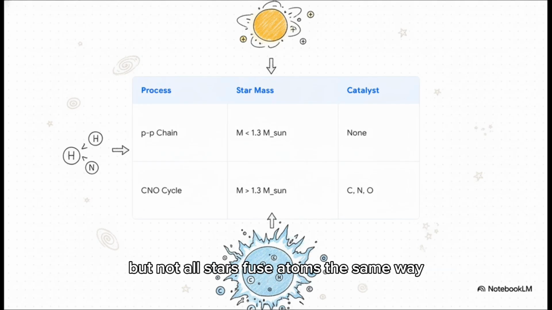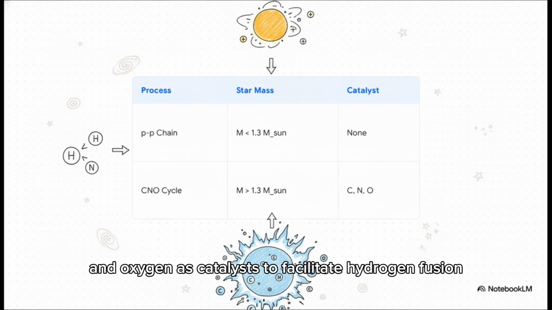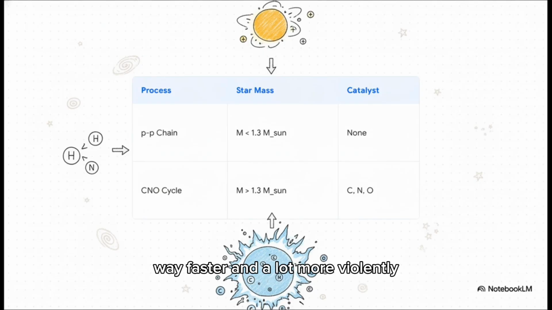But not all stars fuse atoms the same way. The mass of the star completely dictates its engine. Stars smaller than 1.3 times the mass of our Sun use the proton-proton chain, which is a pretty straightforward process of slamming hydrogen protons together to make helium. Heavier, hotter stars, though, use the CNO cycle, utilizing carbon, nitrogen, and oxygen as catalysts to facilitate hydrogen fusion way faster and a lot more violently.